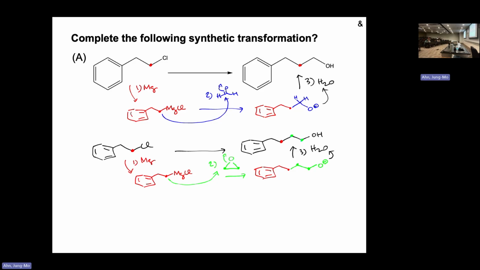So that is something that I want you to pay attention to. And then here's another question: how are you going to do this? I'm making a primary alcohol again, but I started from here. How are you going to do that? You're going to make a Grignard reagent, and then how are you going to make this?